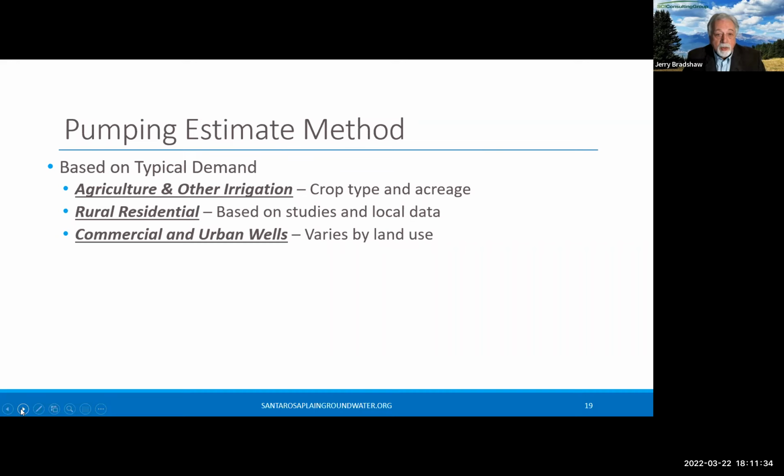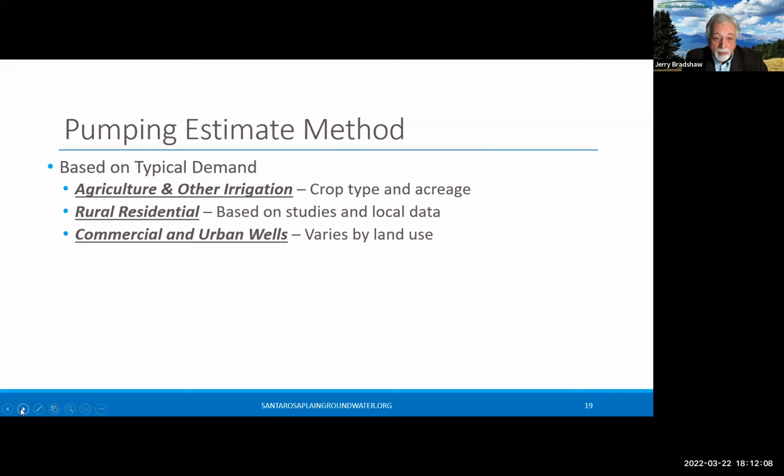So we can combine those two bits of data and come up with what a crop or type of crop demands for each parcel. The rural residential is a different kind of challenge. We have combined several studies, 4 or 5 different independent studies, as well as confirmed our findings with local water purveyors on what the average household uses. And those all kind of match up, and they center on an average of ½ acre foot per year. And we'll go a little more into detail on how that's used.